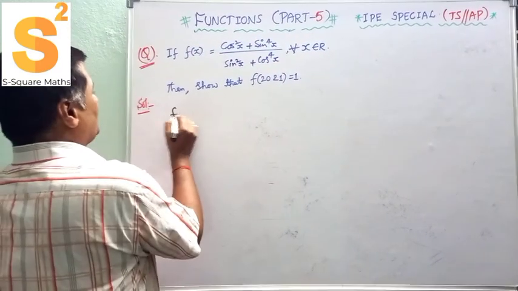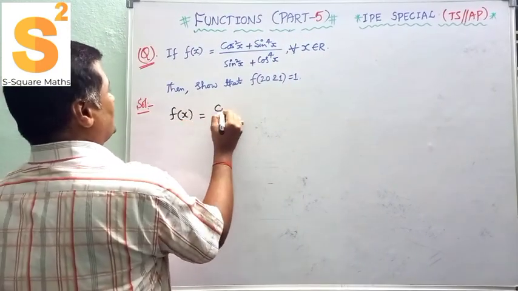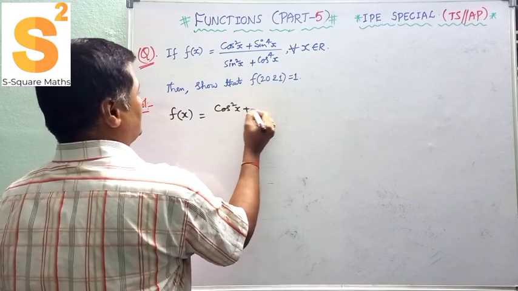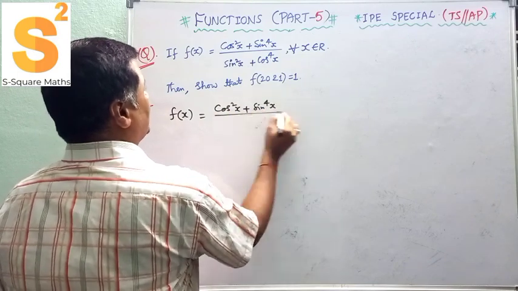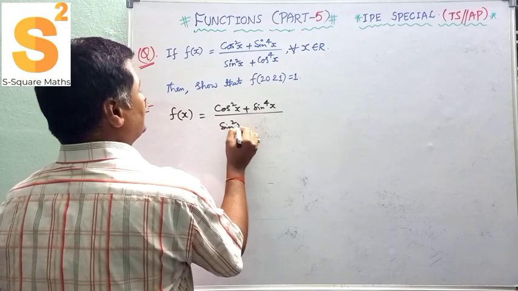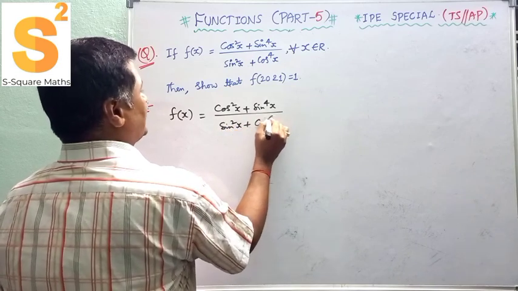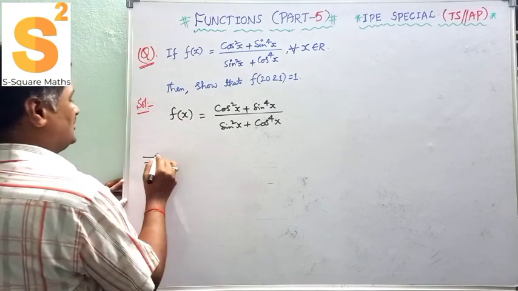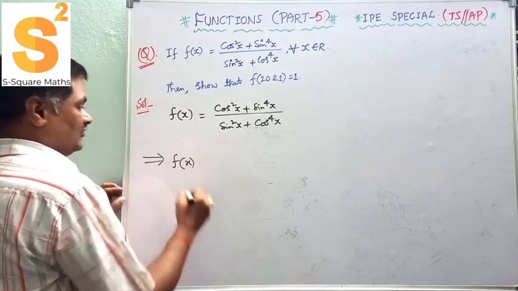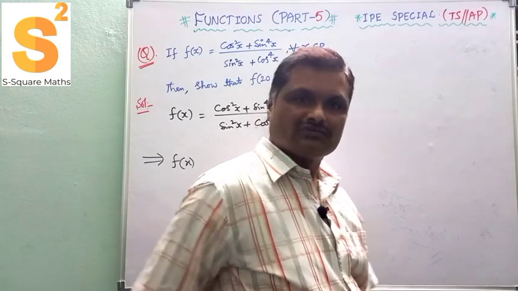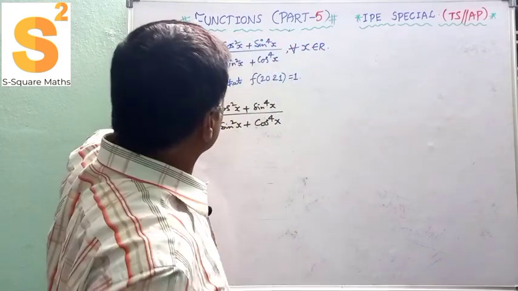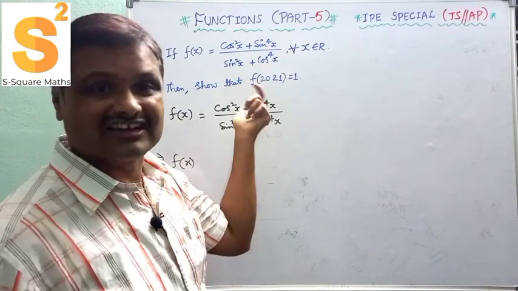So f of x is nothing but cos square x plus sin power 4x by sin square x plus cos power 4x. This implies we have to simplify the given expression here. Follow this carefully. This is nothing but functions along with trigonometry.